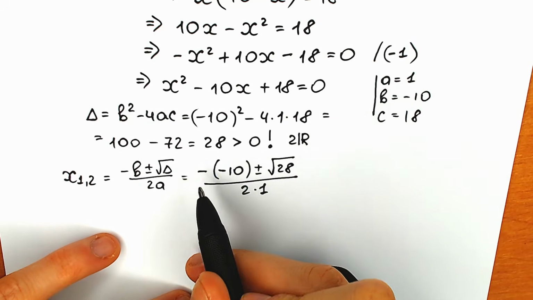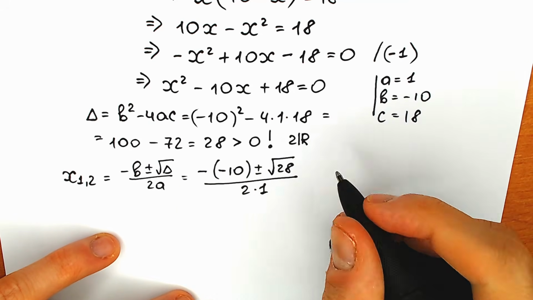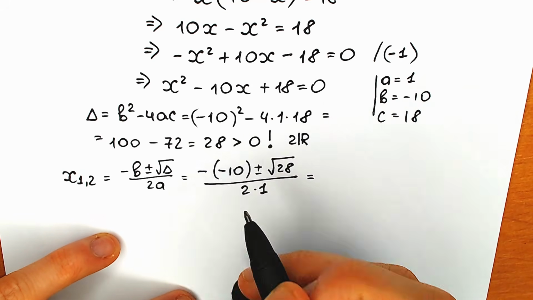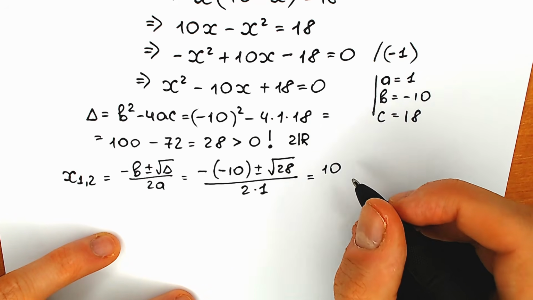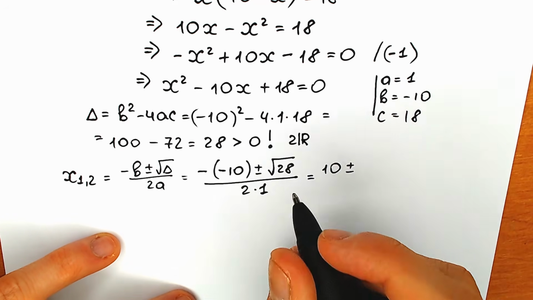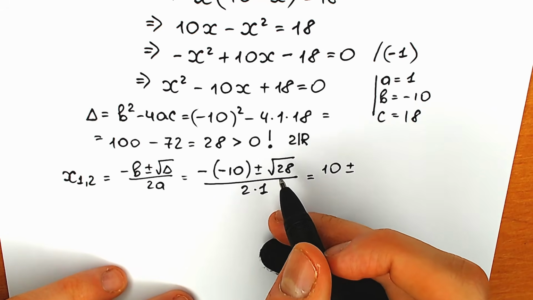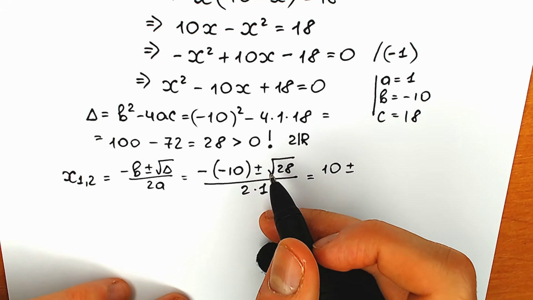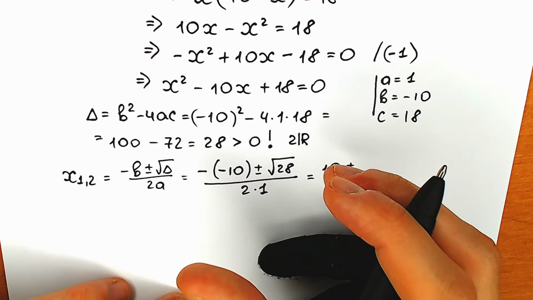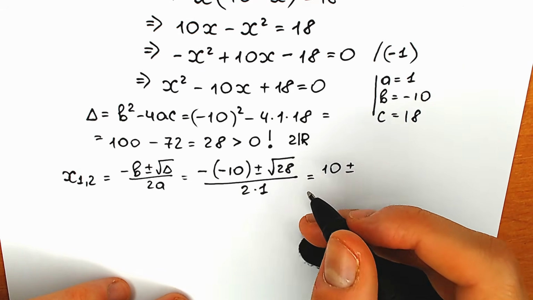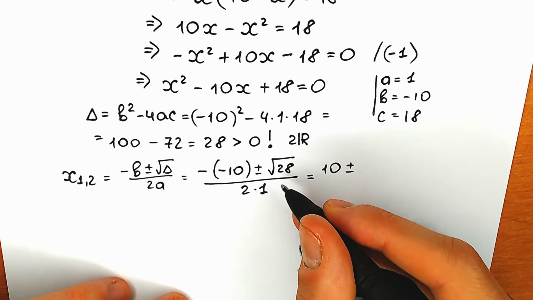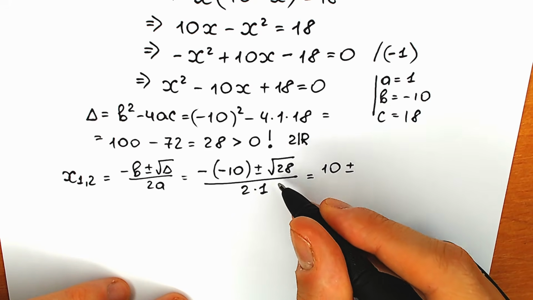Let's simplify this, okay? Minus 10, when we multiply it by minus 1, we have only 10, because minus times minus equals plus. So plus minus square root of 28. This is not a table case. We don't have 25 and 36, which are the closest constants. If we're talking about table cases, square root of 25 equals 5, square root of 36 equals 6. But what about square root of 28?